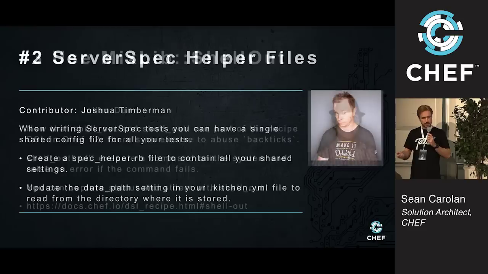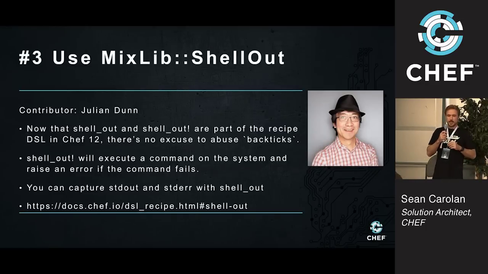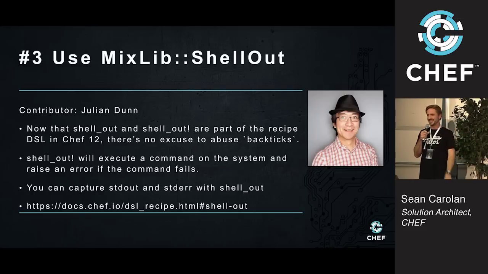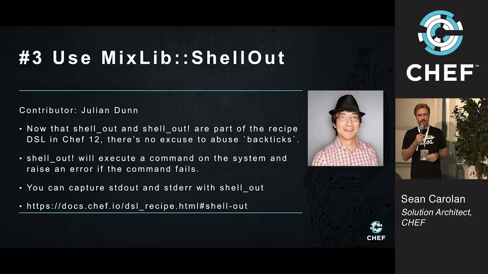Tip number 3. One of my favorites. So Julian Dunn contributed this one. Use Mixlib::ShellOut. So we all know about the execute resource, right? And when I first started writing Chef code, it was like, execute till the cows come home. Let's just execute all the things, right? And then you go back to your code 6 months later and go, gosh, who wrote this? Oh, wait, it was me. This is one of those things that can help with that.